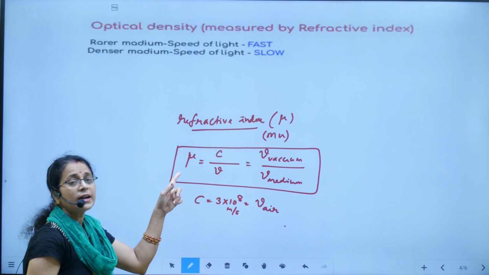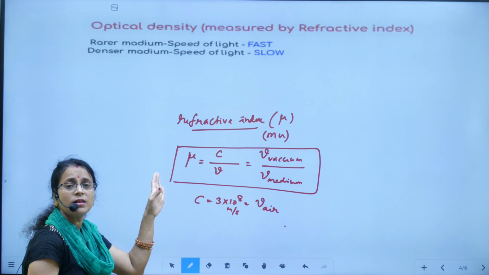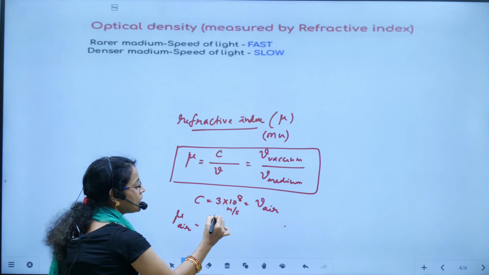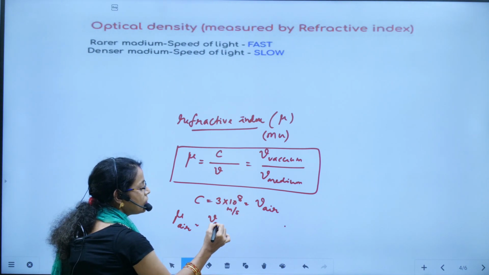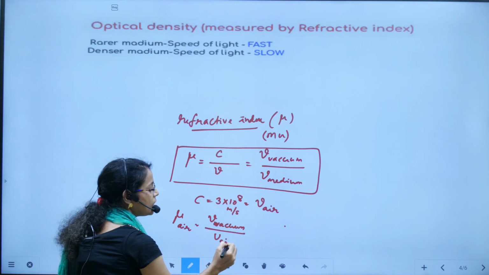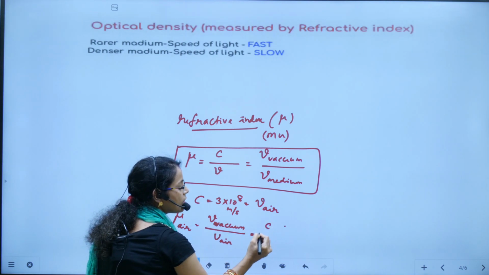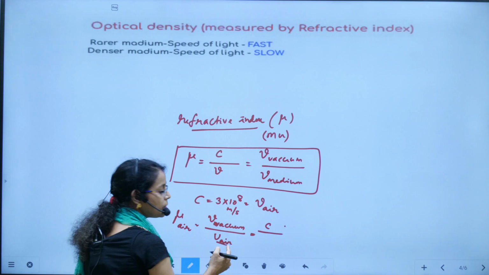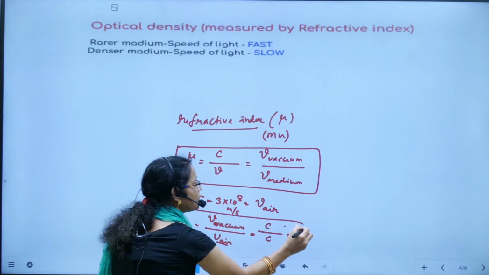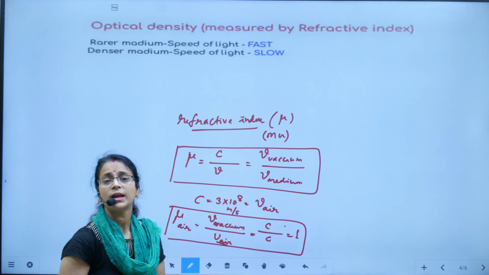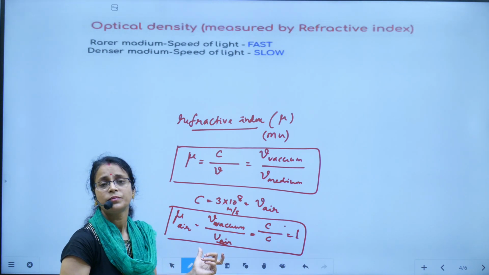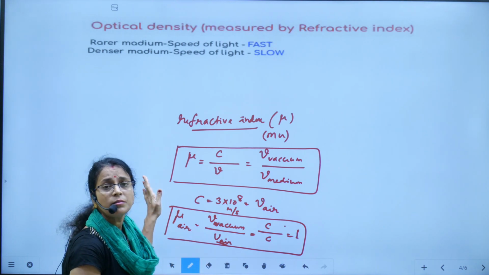So what is the refractive index of the air medium? As per the definition, it is the speed of light in vacuum to that in the medium. So what is the medium here? Air. As we have seen, the speed of light in vacuum is C, and the speed of light in air is also nearly C. So we are getting the refractive index of the air medium as 1. So whenever we find the refractive index of any medium other than air, we always take the air medium as a reference. Got it? We have to take the air medium as a reference.